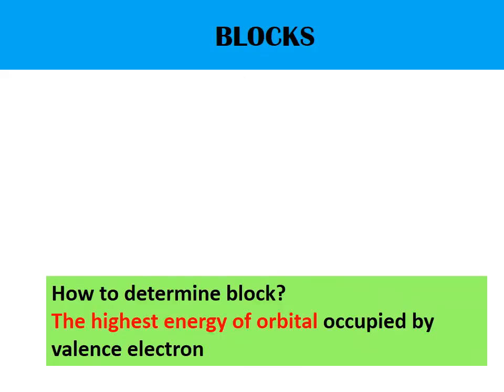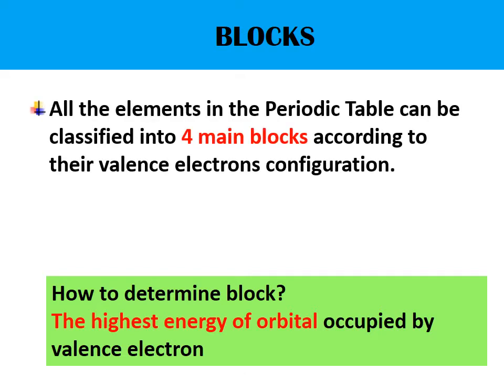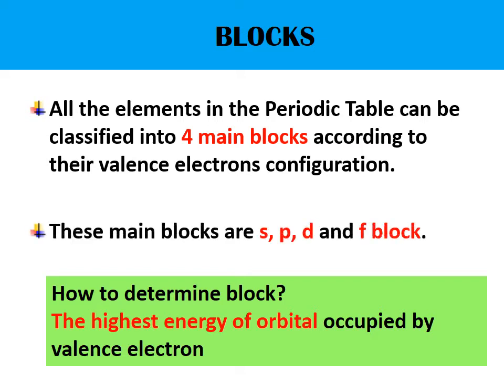And how to determine the block? Block can be determined by the highest energy orbital occupied by valence electrons. There are 4 main blocks in the periodic table, classified as S, P, D, and F block.